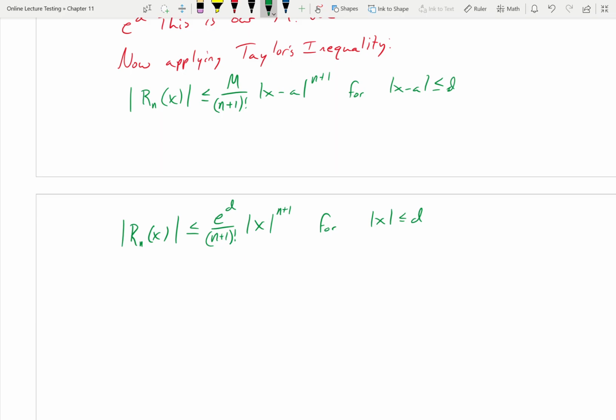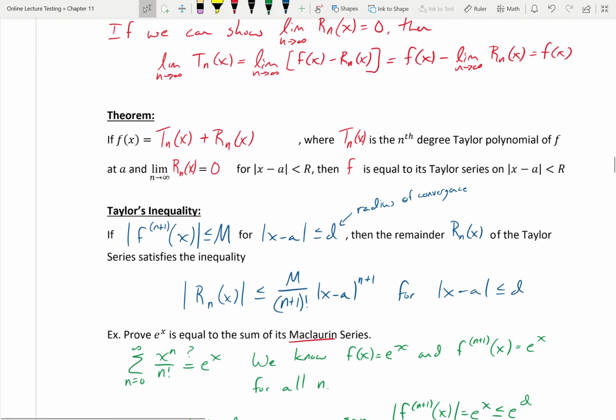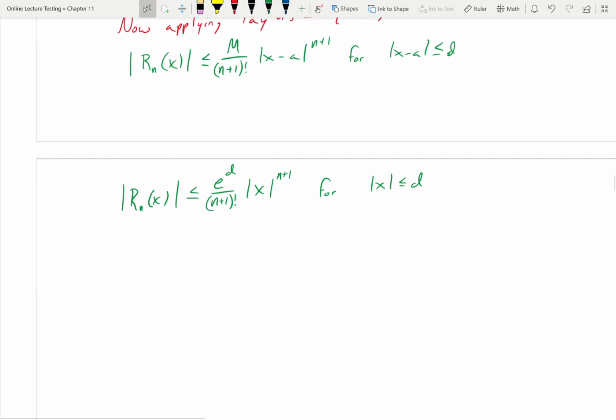Now, we've got this nice, pretty established formula, but what are we trying to do? Think back to our theorem. If we can show that r sub n of x is forced to go to 0, then f is equal to its Taylor series representation. So keep that in mind. Do we have a way to force r sub n of x to go to 0? Well, it's an absolute value, so it's not going to go negative. That means we can put a lower bound on this, actually.